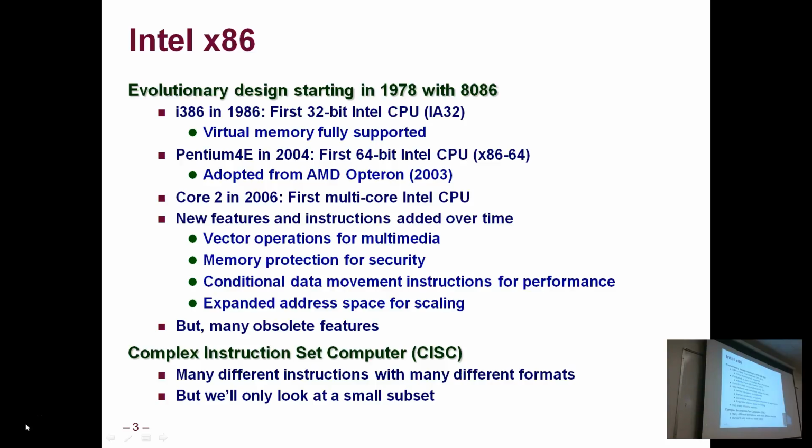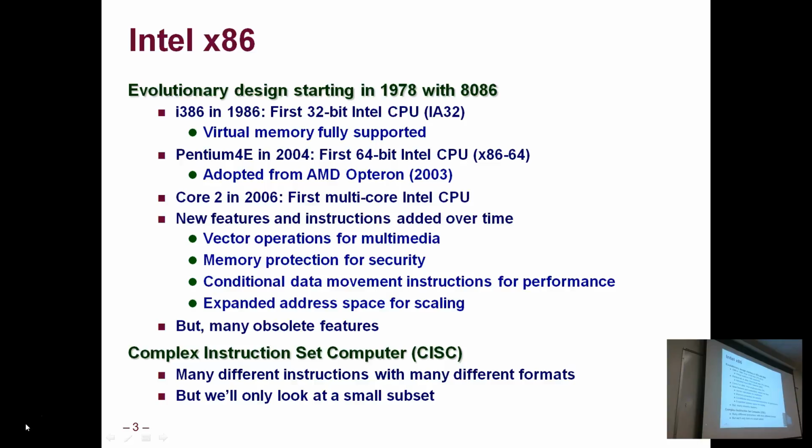The next interesting iteration was the Pentium 4E in 2004, which was Intel's first 64-bit version of the architecture. And this was adopted straight from AMD. So AMD implemented it first, strangely enough, and then Intel adopted it.